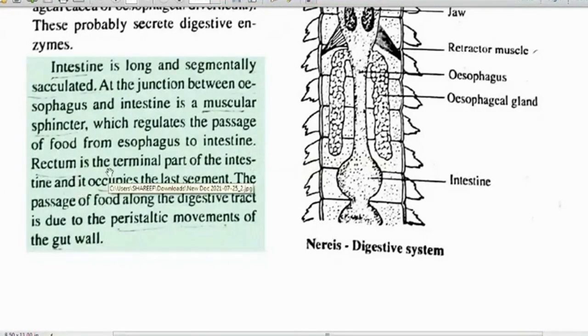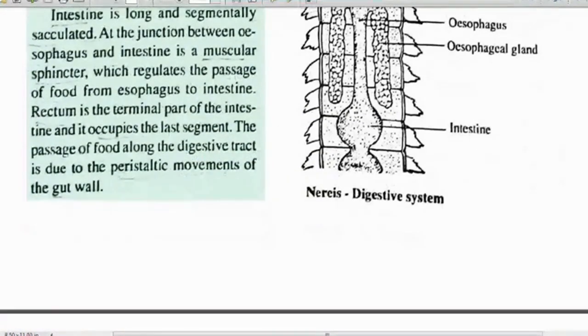Then the rectum is the terminal part of the intestine and occupies the last segment. After the intestine, the rectum is a sac-like structure in the last segment. Do you know what the function of the rectum is? It is the temporary storage place of fecal matter. After digestion, the waste materials are formed into fecal matter, and it is temporarily stored in the rectum. That is the function of the rectum, which occupies the last segment.